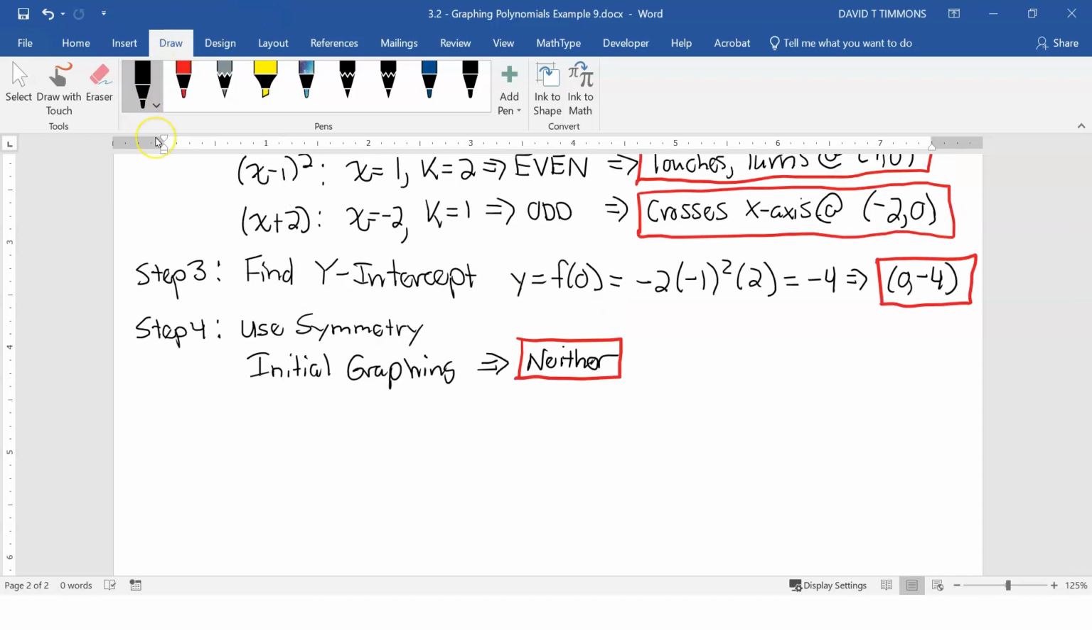In step 5, we'll look at the maximum turning points. And since the degree of the polynomial is 3, then of course we have 3 minus 1 or 2 maximum number of turning points.